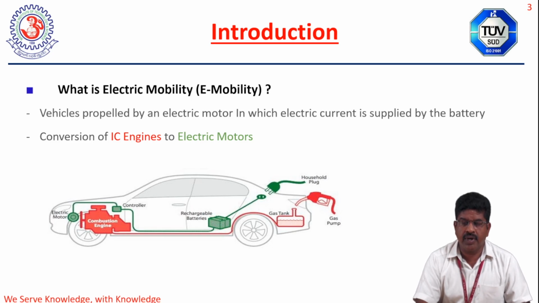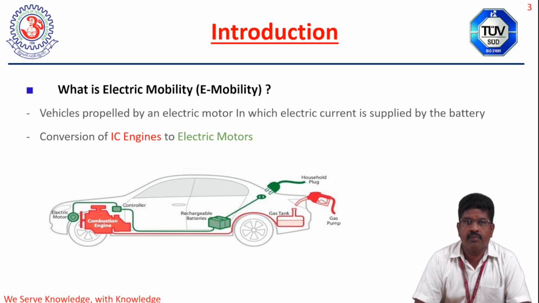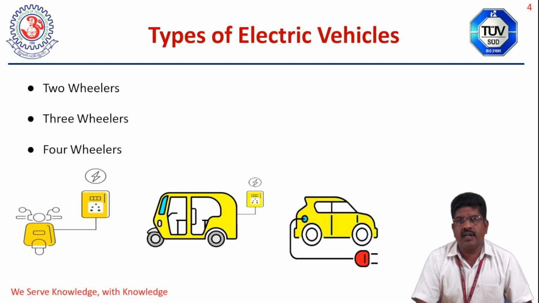This electric mobility is also called e-mobility. Here the vehicles are propelled by an electric motor, in which electric current is supplied by the battery. And here the conversion of internal combustion engines to electric motors is being done. You can see that there are various types of electric vehicles. The mainly used electric vehicles are two-wheelers, three-wheelers, and four-wheelers.